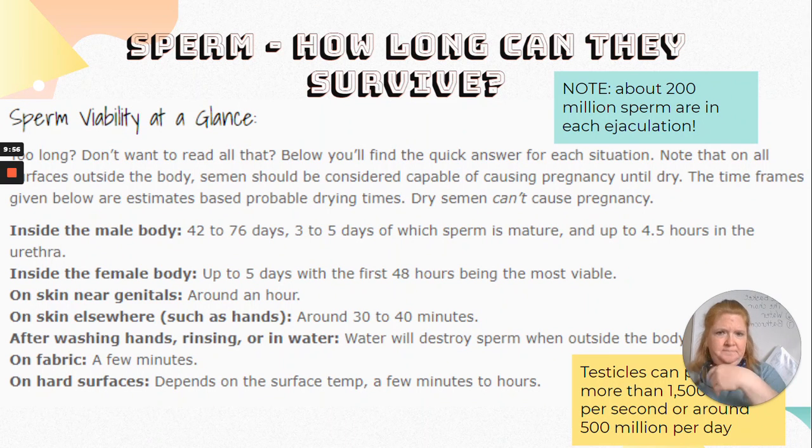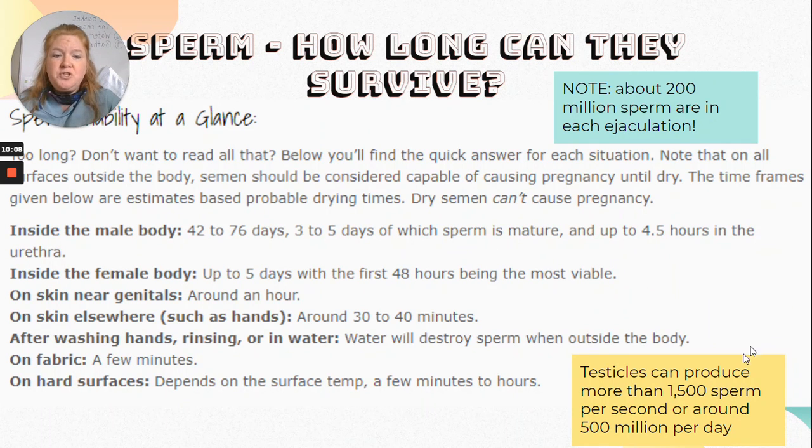How long can sperm survive? So, fun facts: there are about 200 million sperm in each ejaculation. Now, obviously that number varies, so it's not 100%. Also, the testicles can produce roughly 1,500 sperm a second, so about 500 million a day. That's a lot of sperm, right? So how long can sperm survive? Here are some rough estimates, but what I want to focus on is inside the female body, up to 5 days. The first 48 hours, the first 2 days, sperm are the most viable.